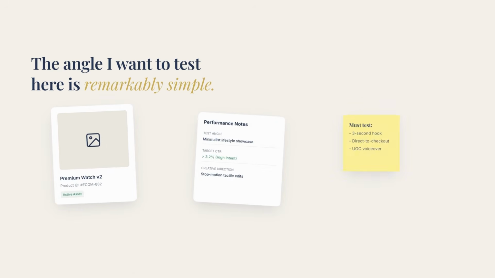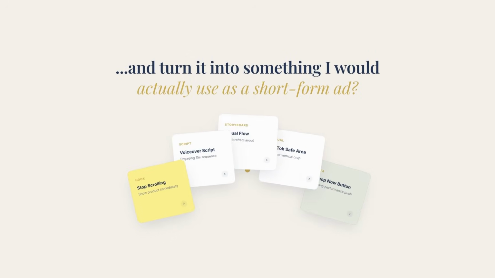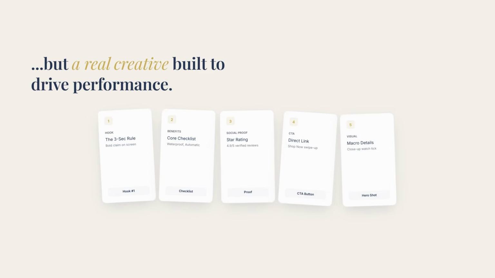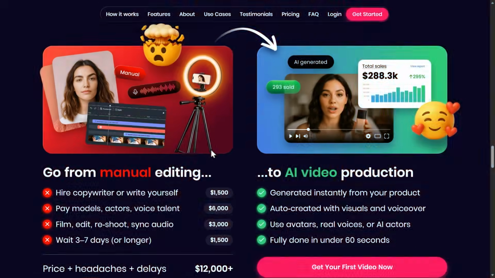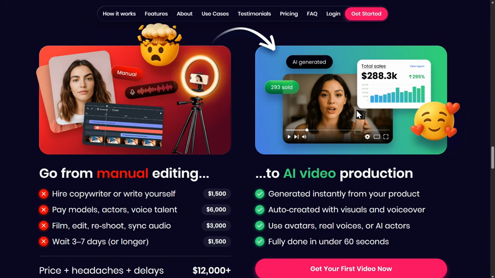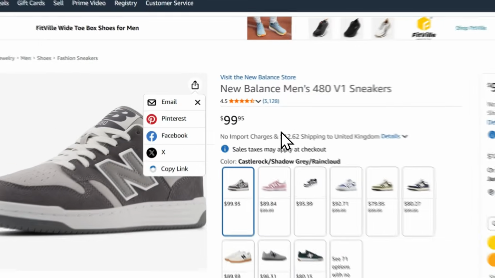The angle I want to test here is simple. Can I take a normal product link and turn it into something I would actually use as a short form ad? Not just a cool AI clip, but a real creative that could fit TikTok, Reels, Shorts, or paid traffic. That matters because if the result still looks obviously fake or low effort, then it does not really solve the problem. The promise here is speed, yes, but it also needs to feel realistic enough that you would actually run it. So the first step is the product itself.